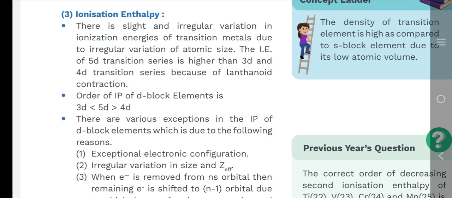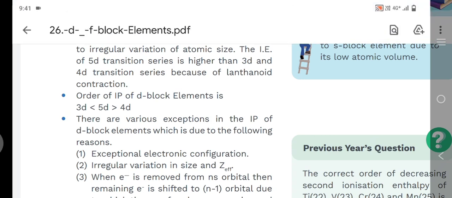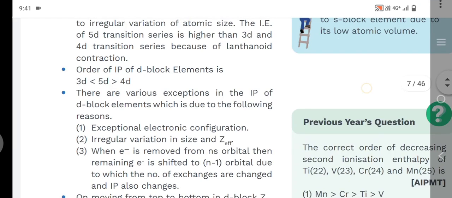Ionization enthalpy. There is slight and irregular variation in the ionization energies of transition metals due to irregular variation of atomic size. The IE of the 5d transition series is higher than the 3d and 4d transition series because of lanthanoid contraction. The order of ionization energy of d block elements is: the ionization energy of the 3d series is smaller than 5d, and the IP of the 5d series is greater than 4d.